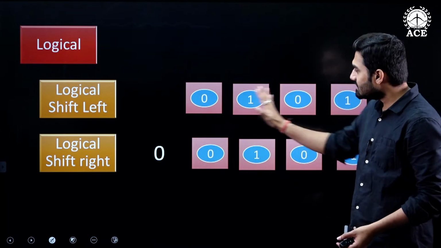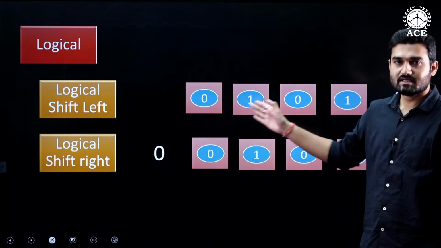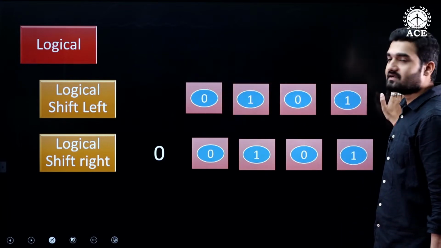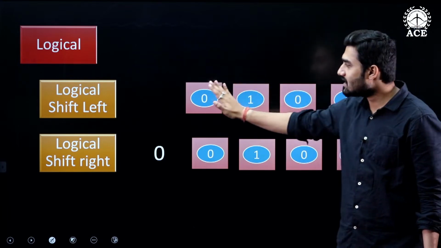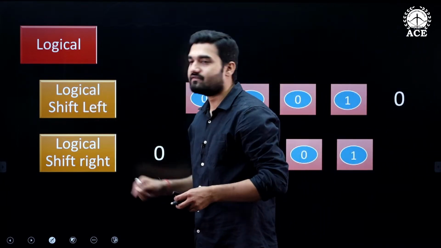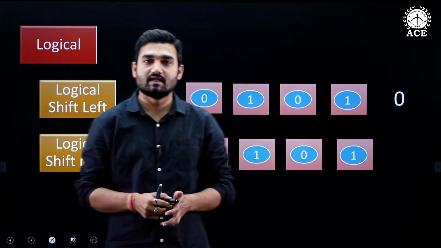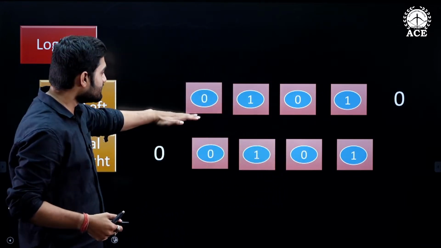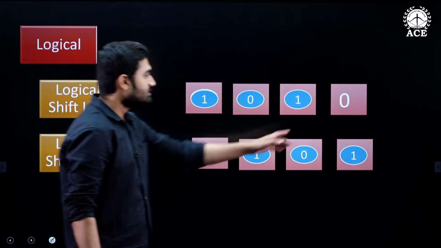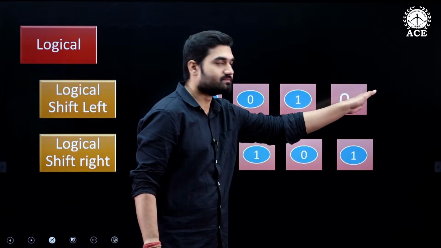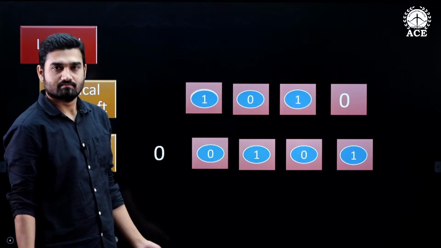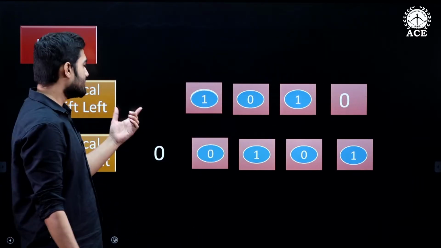Let us say this is my register. In the register, how many bits are there? 4. Now what I want to do is perform a logical shift left. So how will the logical shift left work? Look at this animation carefully. The 0 will be padded on this part. All the bits got shifted. 1 1 1. This is the logical shift left.